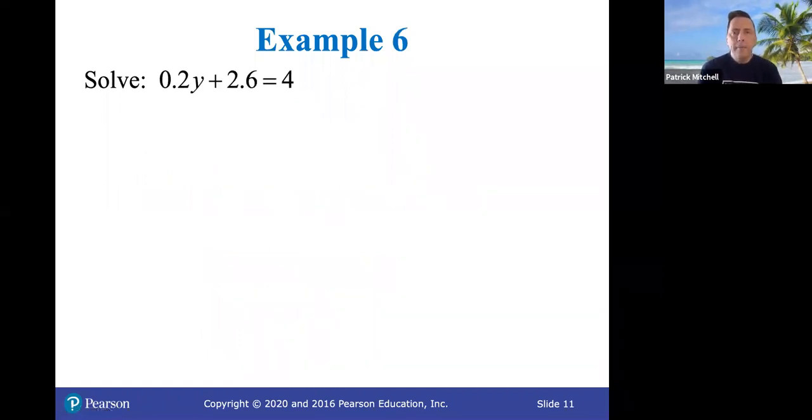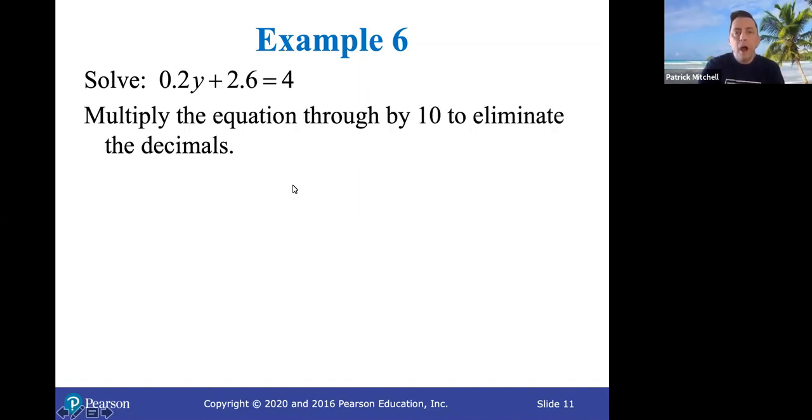All right. 2/10 y plus 2 6/10 equals 4. This one actually seems a little simpler than maybe the last couple. I know what I would do with this one. Oh, okay. Somehow I didn't notice this when I looked this over earlier.